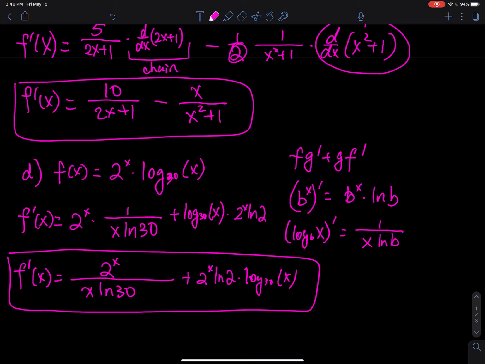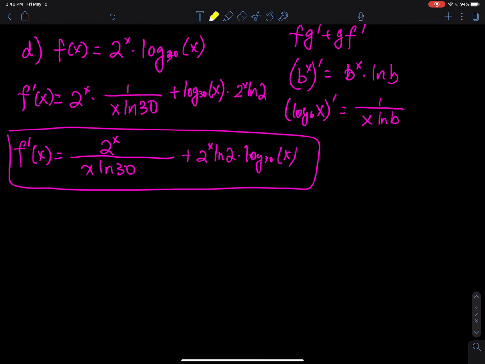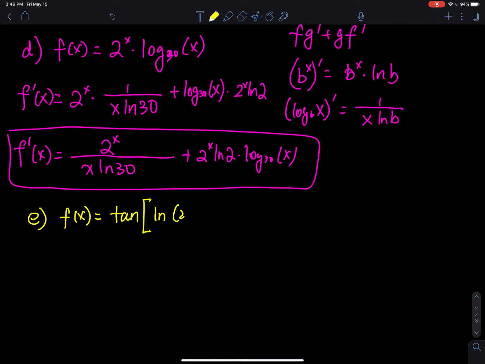So the next one is part E. Let's switch color for that. So part E, we have f of x equals tangent of ln of ax plus b. The reason I like f of x so much, I don't really like using y, because if you're using f of x, I know x is an independent variable. In the meantime, a and b are just constant values.